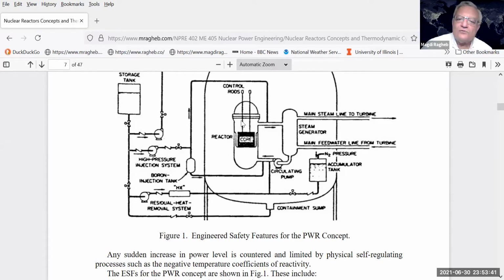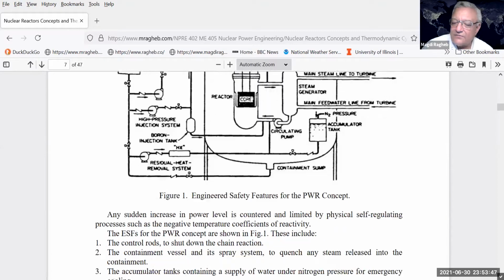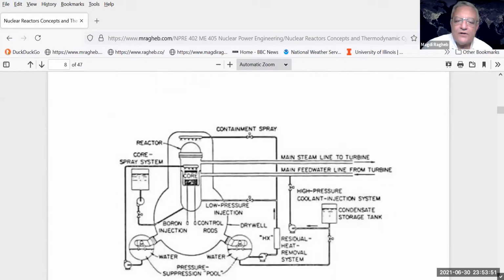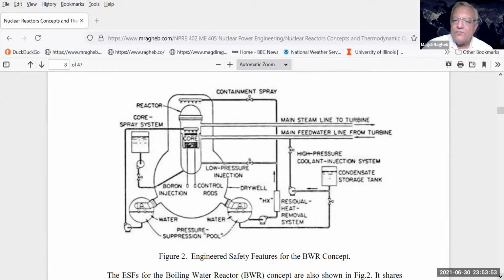If you allow the water to boil inside the core, you don't need the steam generator and you don't need the pressurizer. And the economics really are some kind of similar, but when you go to a boiling water reactor, you'll find that most of the engineered safety features still are used in the same way as a pressurized water reactor, the PWR. However, there are some differences.